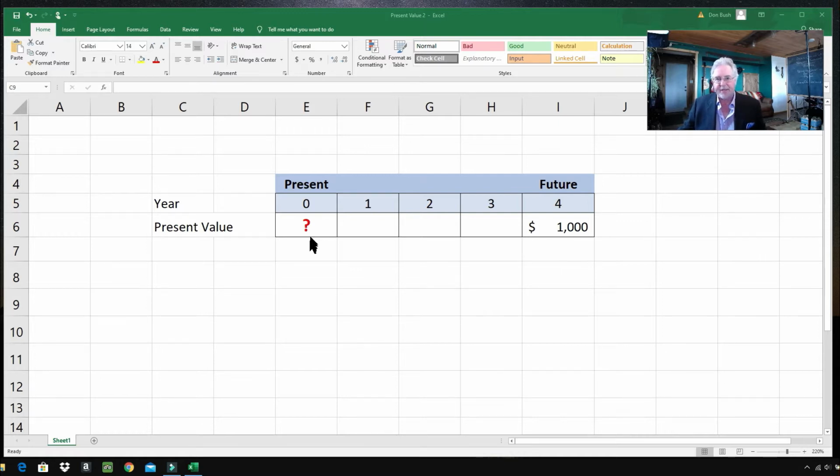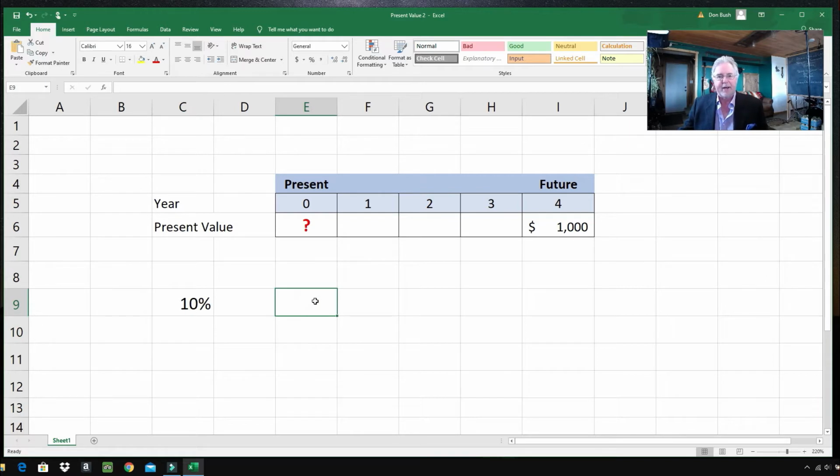Well, the answer varies. It varies on what the interest rate is. So everything is driven by interest rates. Let's make up an example here. Let's just say that we're going to use 10%. So 10%. Here we go. Let's see what the present value would be.